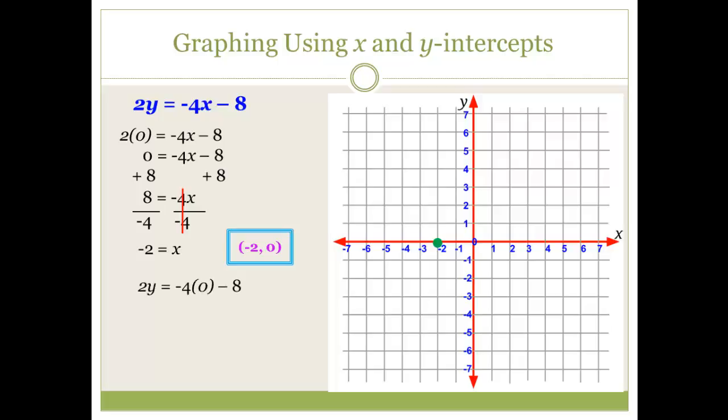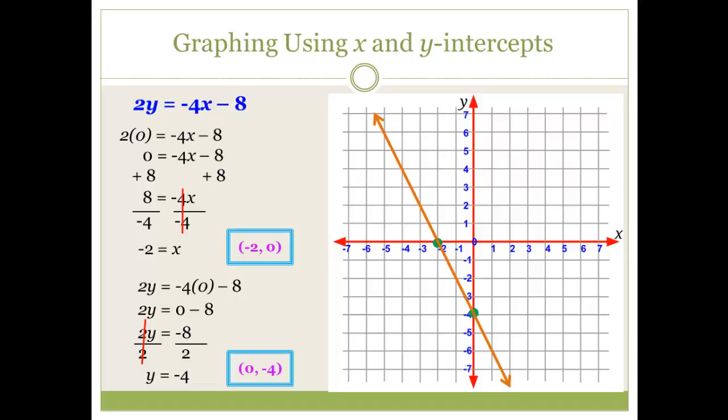Now, let's plug in 0 for x into the original equation. We will have 2y equals negative 4 times 0 minus 8. After multiplying the 0, we will have 2y equals 0 minus 8, which is the same as 2y equals negative 8. Finally, we divide both sides by 2 so that we can isolate y. The 2's cancel out, and our final answer is y equals negative 4. We have found our other coordinate, 0, negative 4. Now locate the point on the graph. With these 2 coordinates, a line can be drawn.